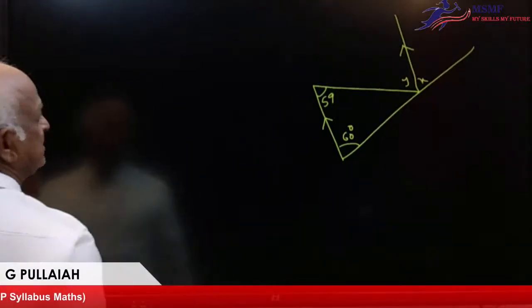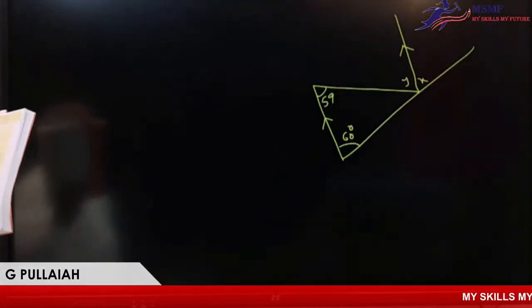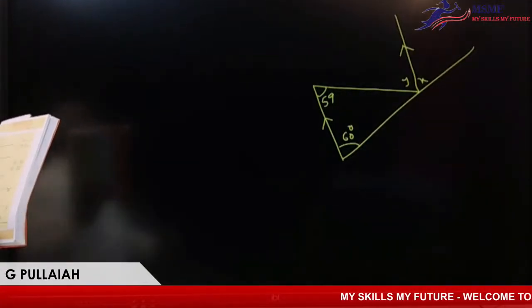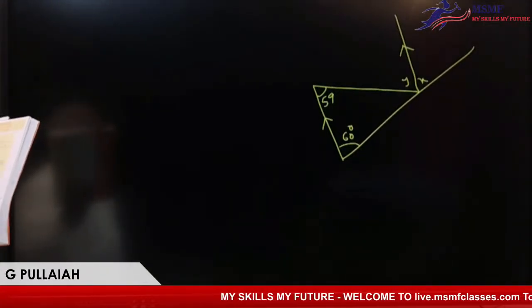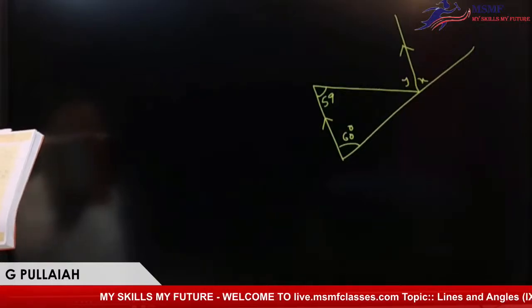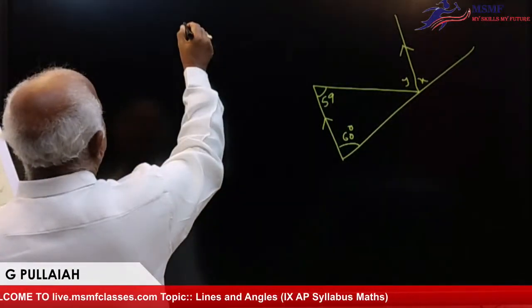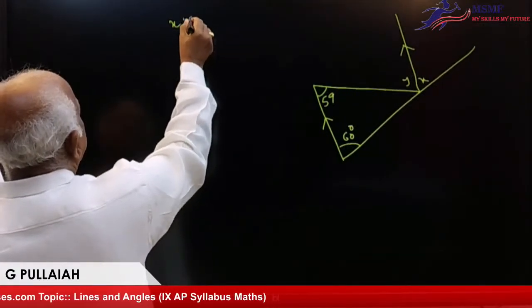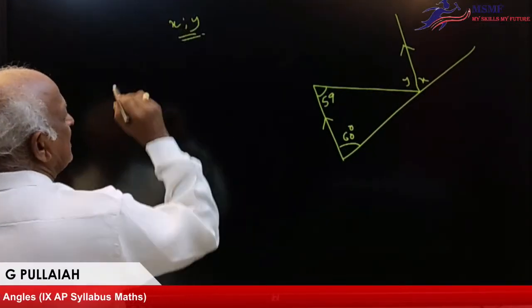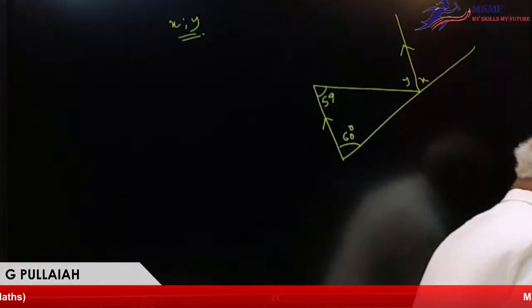See in this figure, the arrow-headed line segments are parallel. Now here, we are expected to find the value of angle x and angle y. Find x and y. The question is before us, so think very carefully.